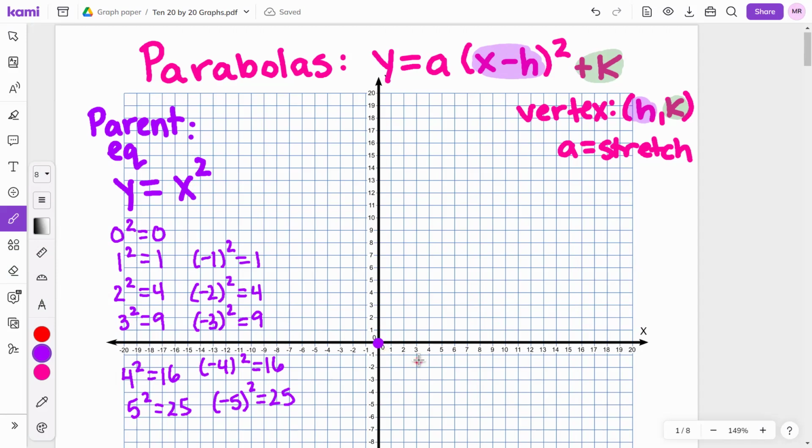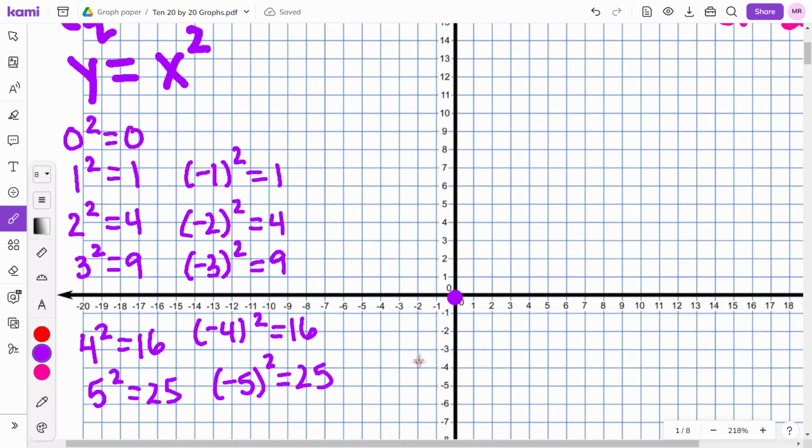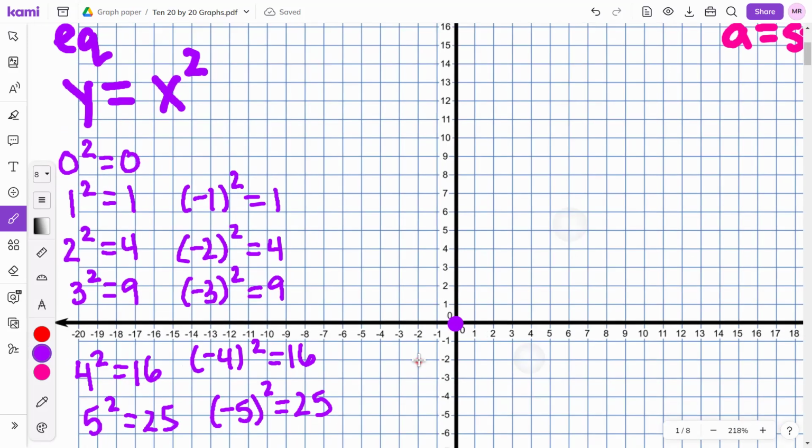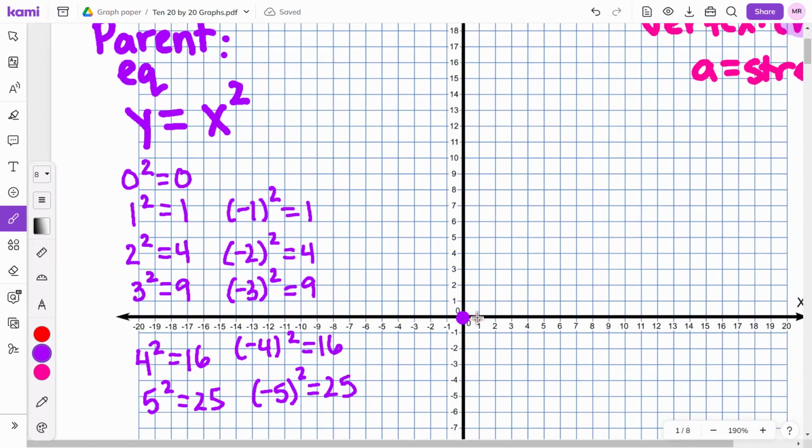I'm going to zoom in a little bit. I am going to go to 1. 1 squared is 1. So I'm at 1, 1. 2 squared is 4. So I have a point at 2, 4. 3 squared is 9. So I have a point at 3, 9. I'm going to go out 4. 4 squared is 16. So I have a point at 4, 16. So let me get up here to 16.